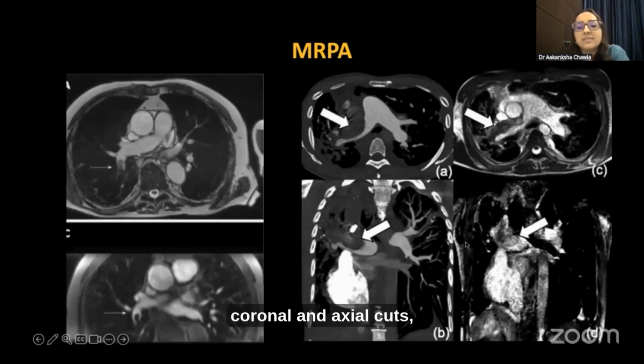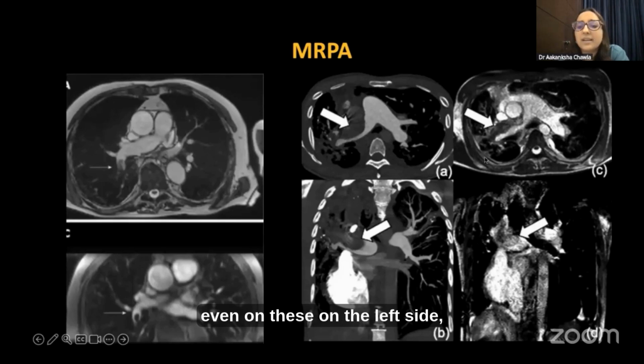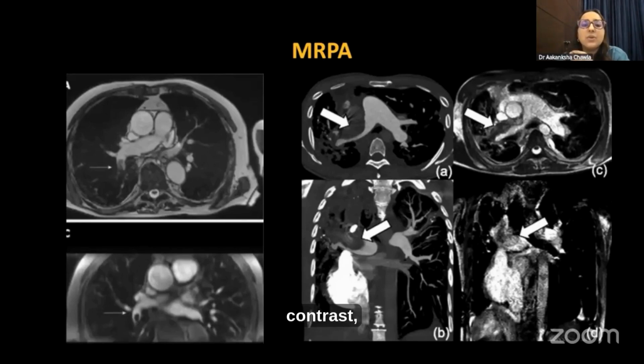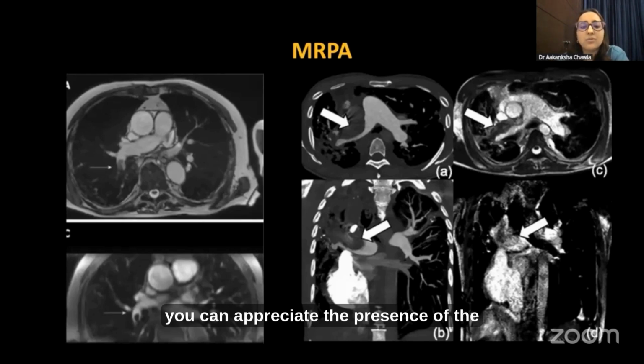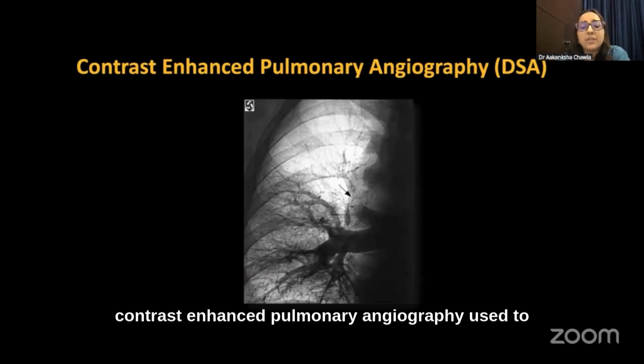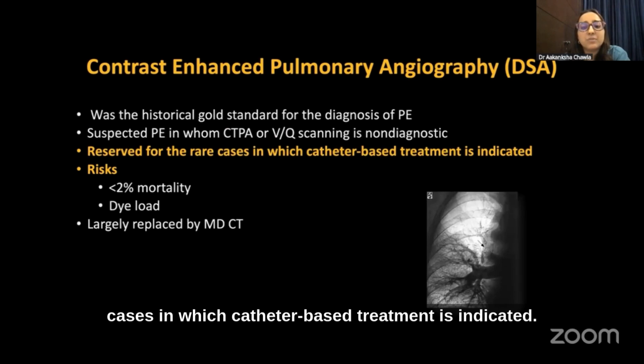If you see these coronal and axial cuts, this is on a CT and this is on an MRI. You can appreciate that even without contrast, on the left side, the emboli are clearly shown with the arrows. So MR angio can be useful in patients, and even without contrast, you can appreciate the presence of the pulmonary embolism. Now, contrast-enhanced pulmonary angiography used to be a gold standard, but now it is only reserved for rare cases in which catheter-based treatment is indicated.